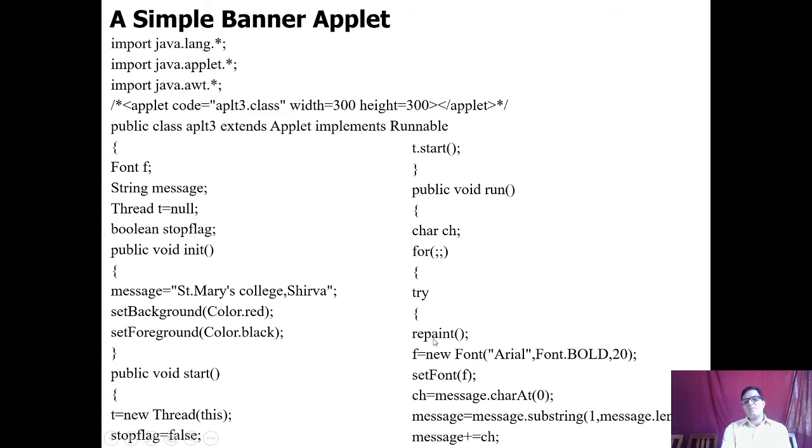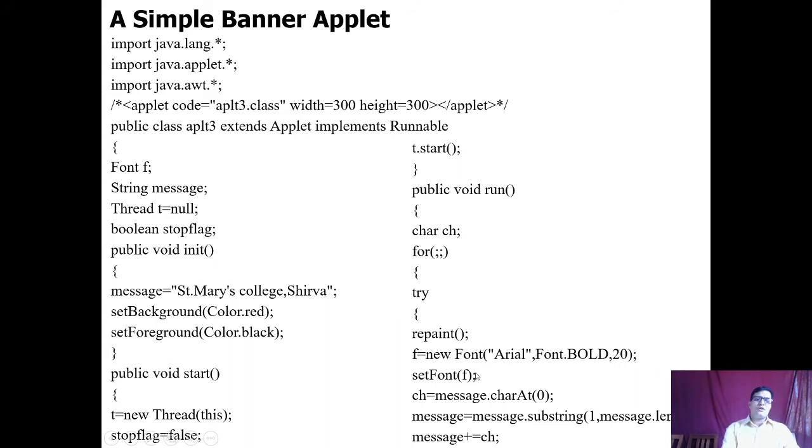What is the purpose of repaint? To redisplay the updated information, right? It redisplays the paint method, right? Now I am creating the font object. Font object f is equal to new Font. I am defining the font as Arial, style as bold, and size is 20. What is the font object I'm specifying? f. And what is the font face? Font face is Arial, font style is bold, and its size is 20.